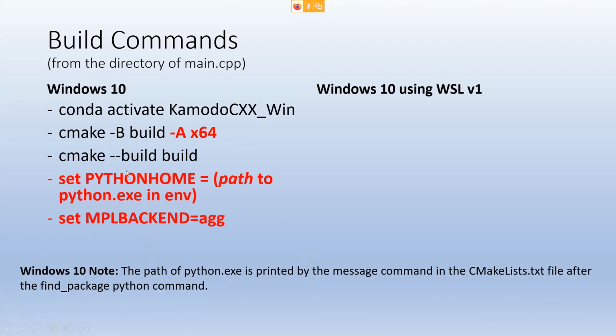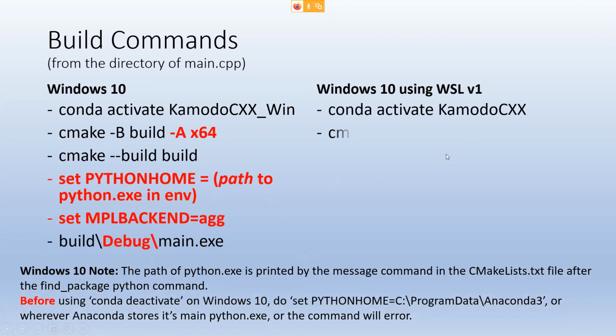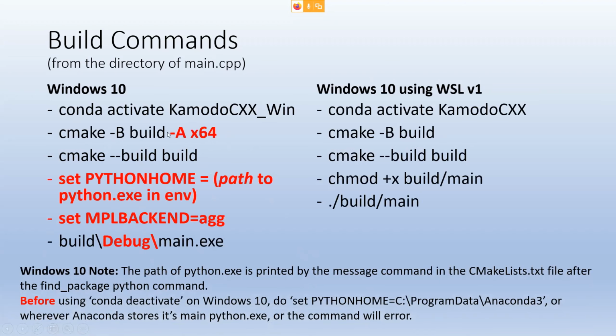So what's highlighted in red is the difference between the Windows 10 and the Linux commands here. So on Windows 10, you have to have this notation before the build command. And you have to actually set the Python home variable, okay, no spaces. There's no spaces in this command, it will error. And then because I have plots in my software, and I haven't figured out the interactive plotting from C++, I just set my matplotlib backend to be Agg, which is non-interactive, but still produces my plots.